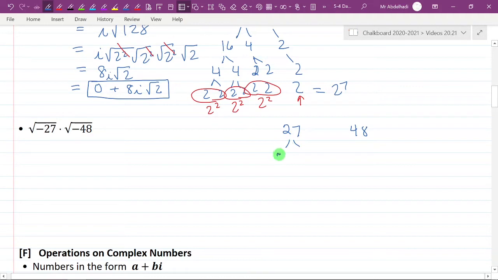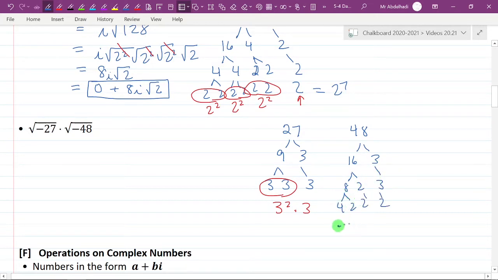So 27, 9 times 3, which is 3 times 3 times 3. And you can see there's a perfect square right here, 3 squared, and there's a leftover 3 there. For 48, well, let's see, 16 times 3, and that would be 8 times 2 times 3, right? And the 8 becomes 4 times 2, and oops, that's supposed to be a 3 on the end there. And then finally the 4 becomes 2 times 2, and this is already a 2, and this is already a 2, and this is already a 3.